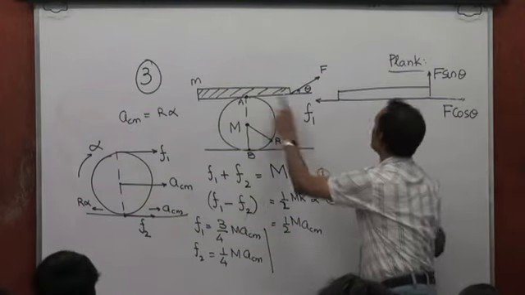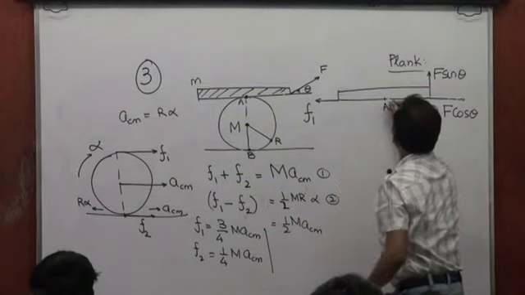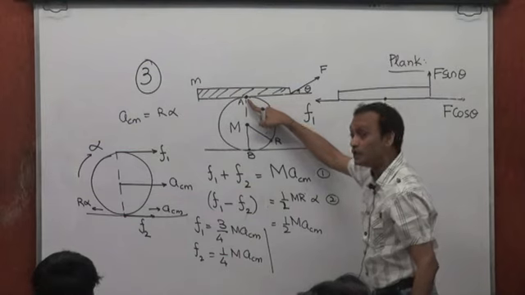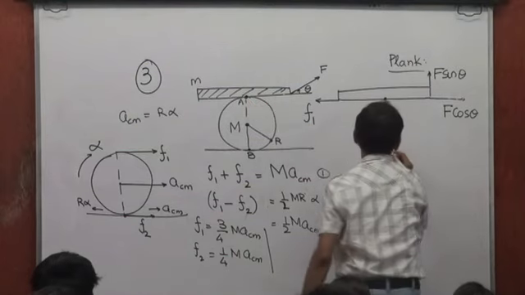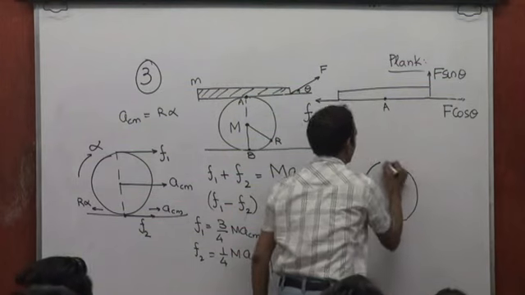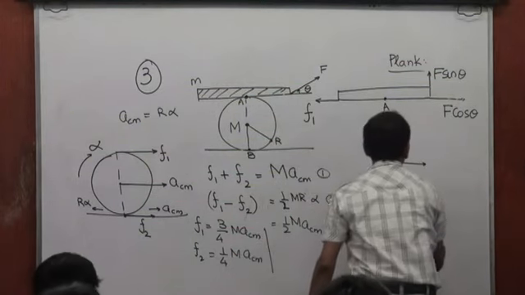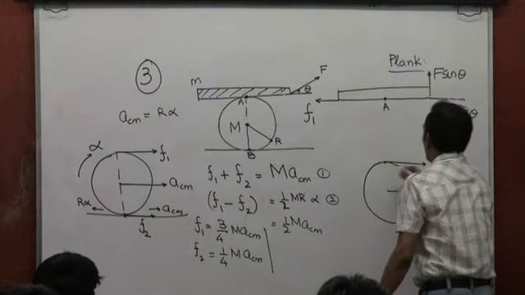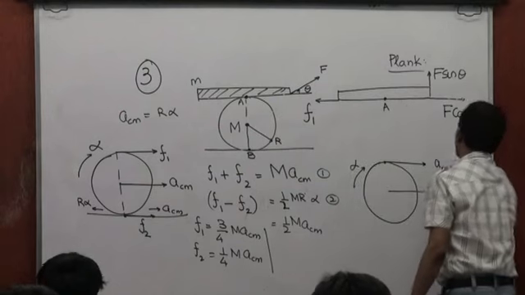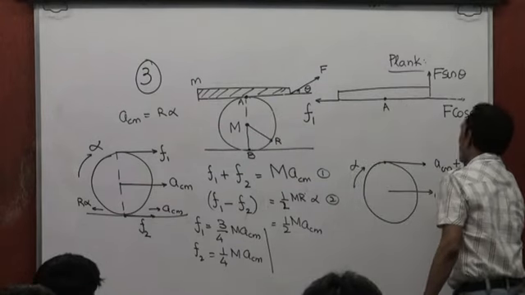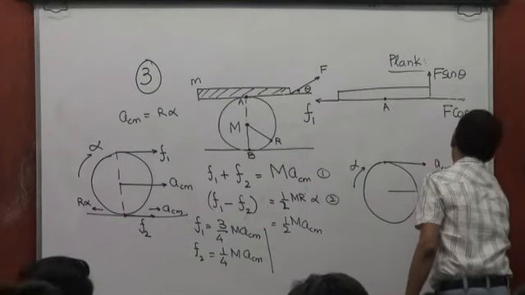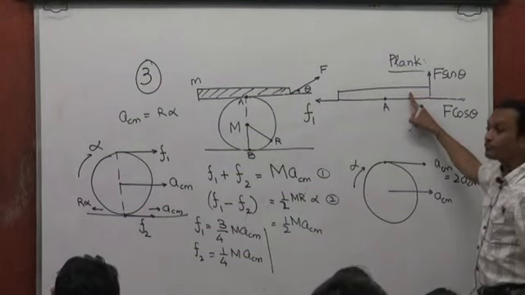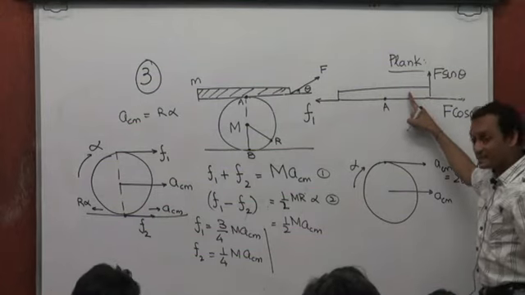Now look at the point A on the plank. The point A on the plank will have the same acceleration as the point A on the cylinder. For the point A on the cylinder, because of pure translation, it's going to have an ACM, and because of pure rotation about the center of mass, R alpha, but R alpha is ACM, so it's going to be 2 ACM. So the acceleration of the plank is going to be 2 ACM.